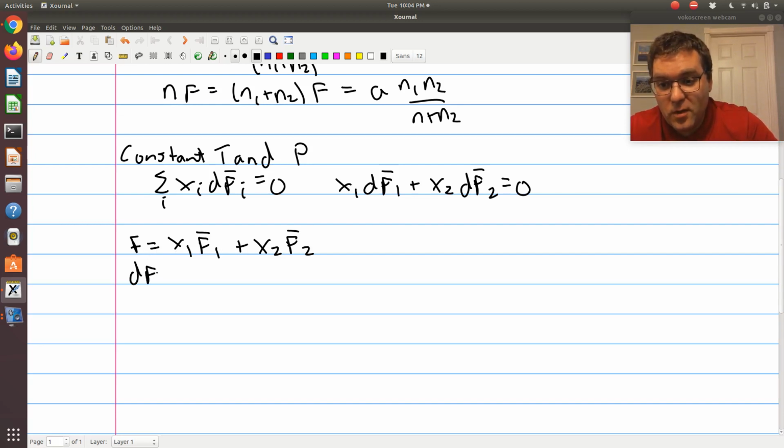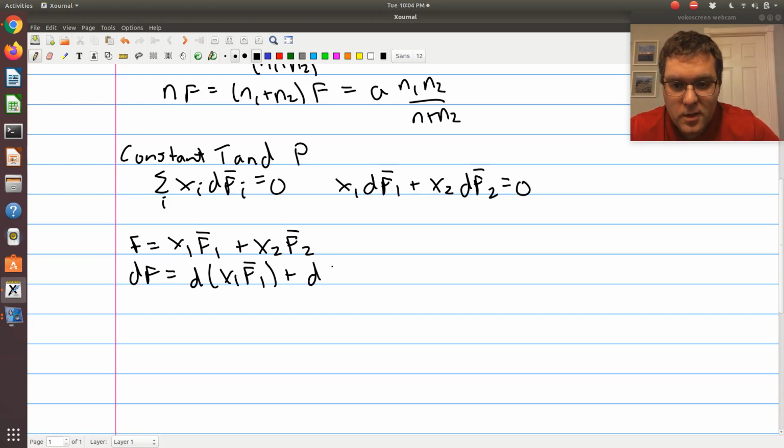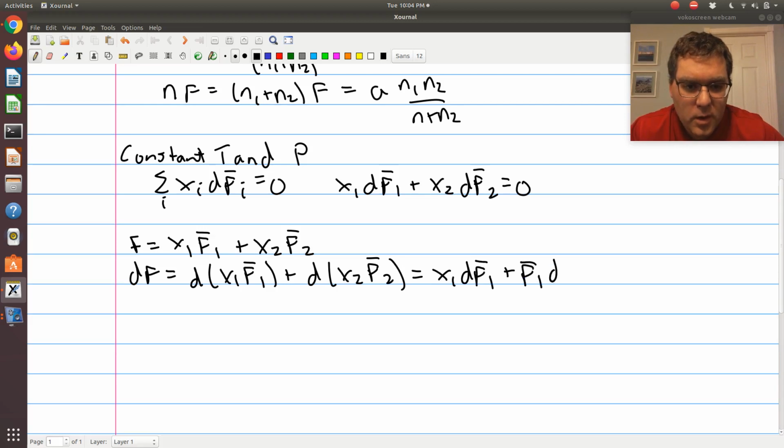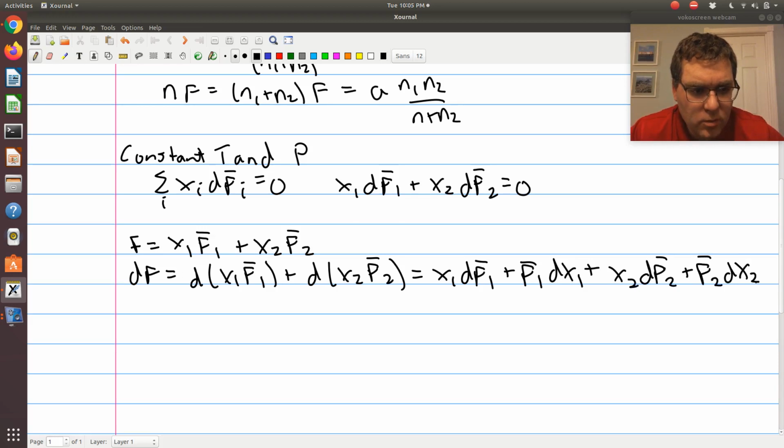So if I want the differential of F, dF would be equal to the differential of x1 F bar 1 plus the differential of x2 F bar 2. Now if I apply a product rule, I would have x1 dF bar 1 plus F bar 1 dx1, plus x2 dF bar 2 plus F bar 2 dx2.